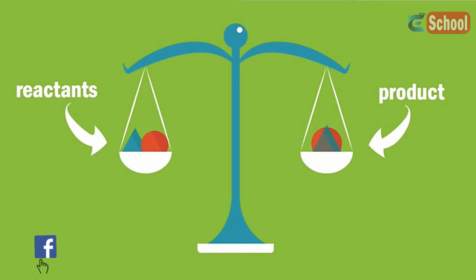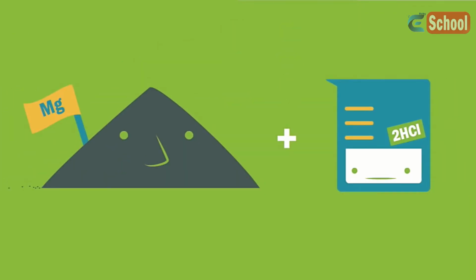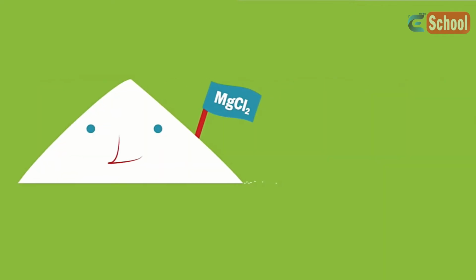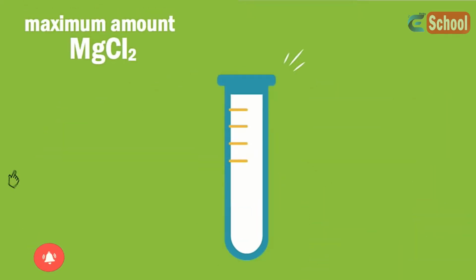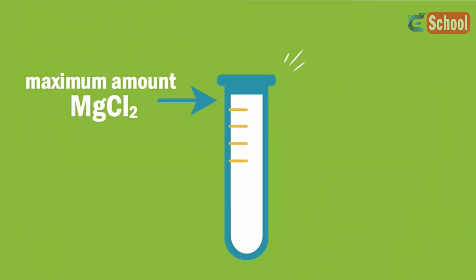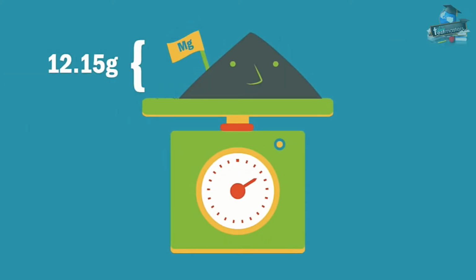of the products produced. For example, if you react magnesium with hydrochloric acid, you can get magnesium chloride, a salt, and hydrogen, a gas. Let's say you want to calculate the maximum possible amount of magnesium chloride that can be made from using 12.15 grams of magnesium.